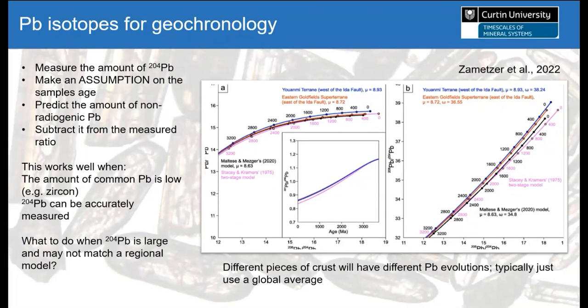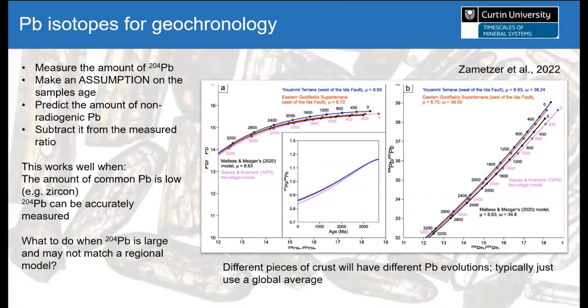Okay, so very quickly, how does the 204 correction work? We start off by needing to make an assumption on the sample's age. That's not very palatable, but we actually have to do that because that then allows us to make a prediction about what ratio of 204 to the other radiogenic isotopes of lead is present to allow us to do our subtraction. So this actually works out remarkably well for zircon.